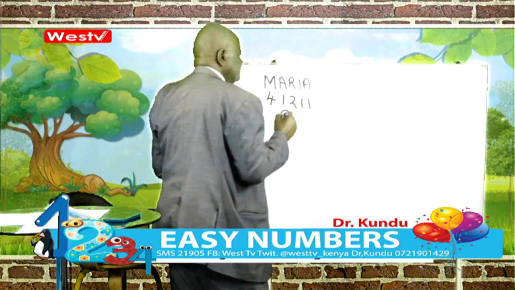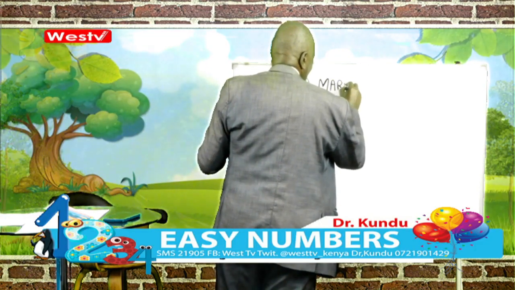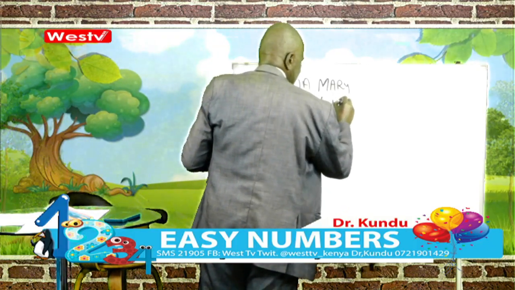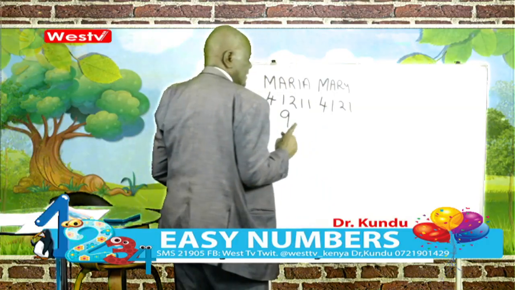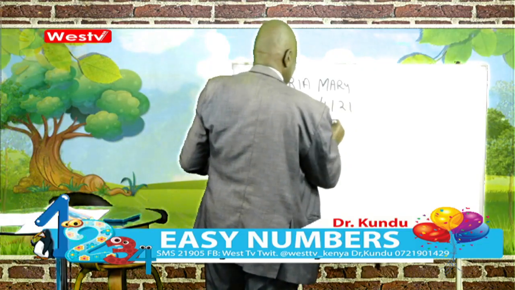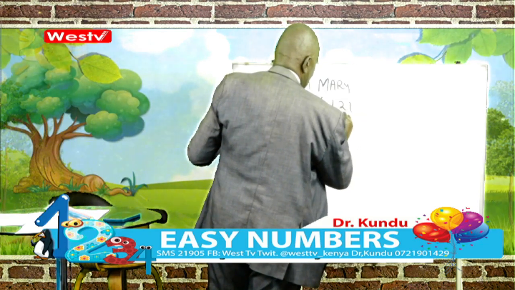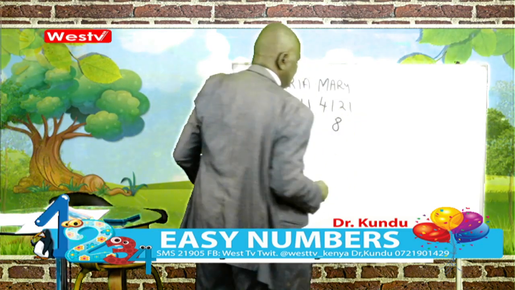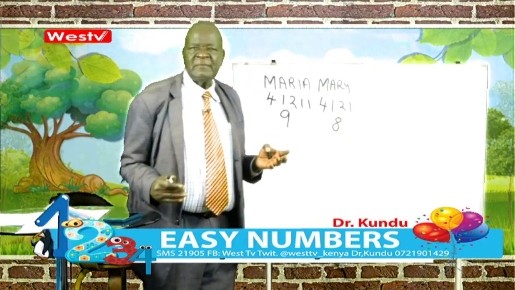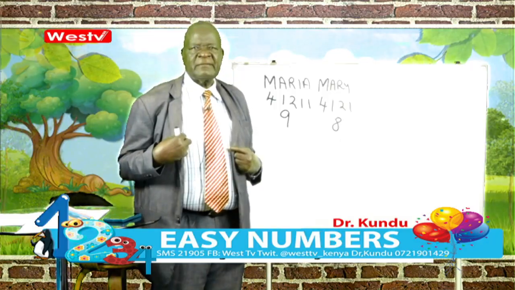The same name can be Mary. When you have the name Mary, then it is 4, 1, 2, 1. And you'll find that this is 5, 7, 8. So the name Mary, although the same name, the vibration is completely different from the vibration of Maria.